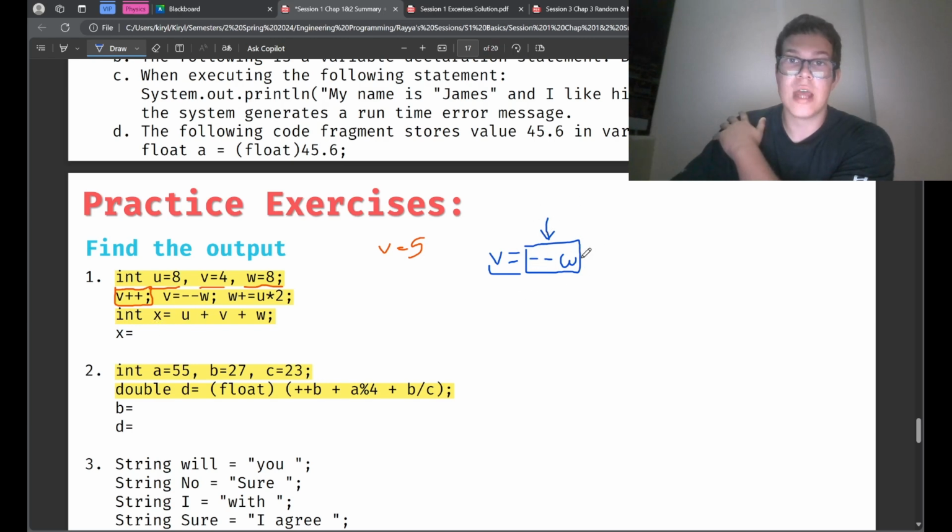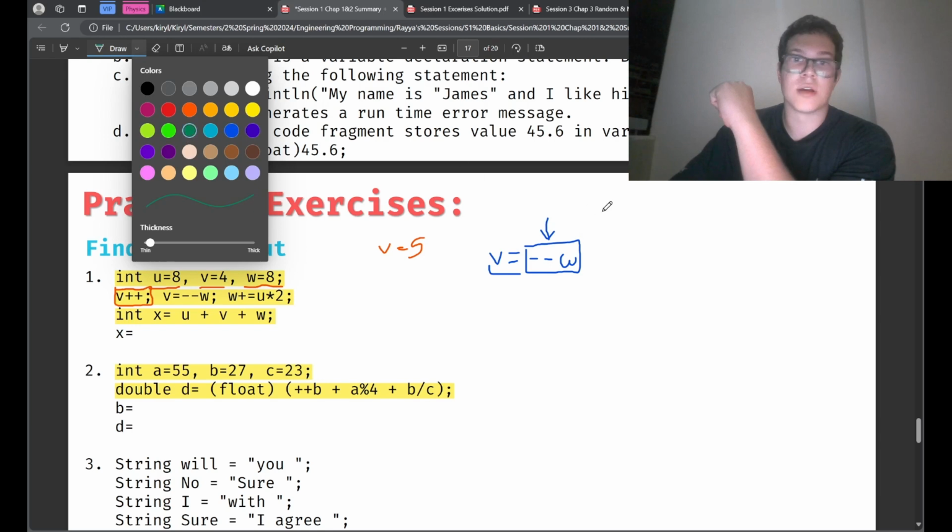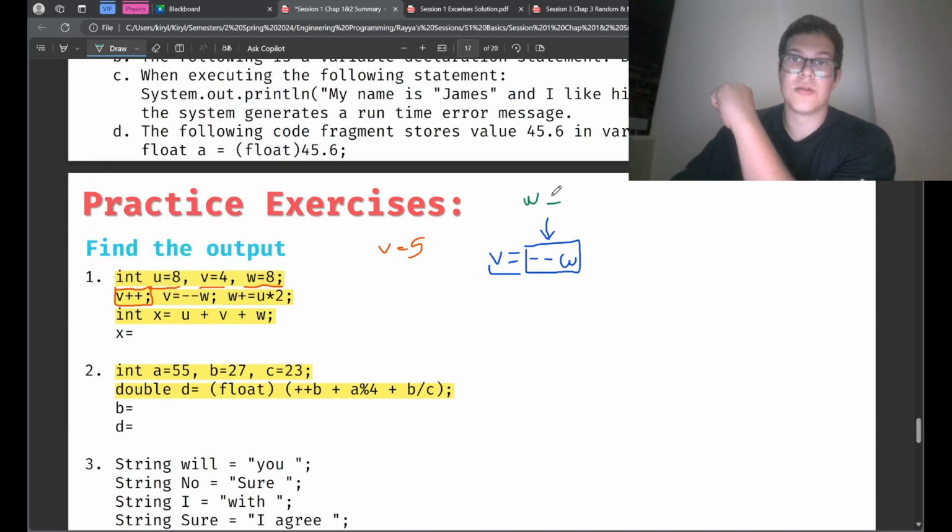So what is it going to do? What does the prefix do? It changes the value, then it uses it. So I'm going to have to change the value. So w will be equal to what here? It will be equal to 7 because it was originally 8. And then I'm going to use it.